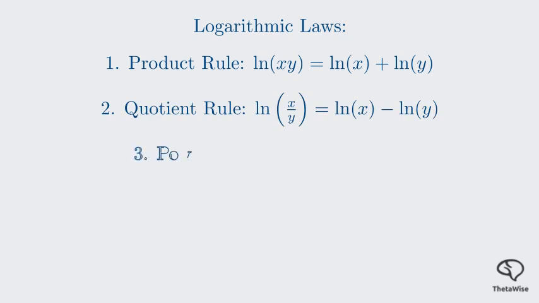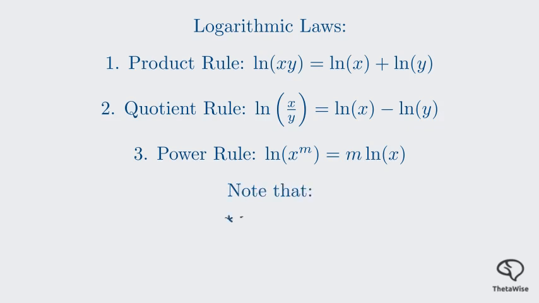And finally, the power rule. The natural logarithm of x raised to the power of m is equal to m times the natural logarithm of x. This rule is the most important for our method. It allows us to take an exponent, which is often a function, and bring it down as a coefficient. This changes a variable in the exponent into a product of functions, which we know how to differentiate with the product rule. Let's quickly cover some special cases. The natural logarithm of 1 is always 0, and the natural logarithm of e is always 1. These basic laws will be crucial in every example we solve. Make sure you're comfortable with them.